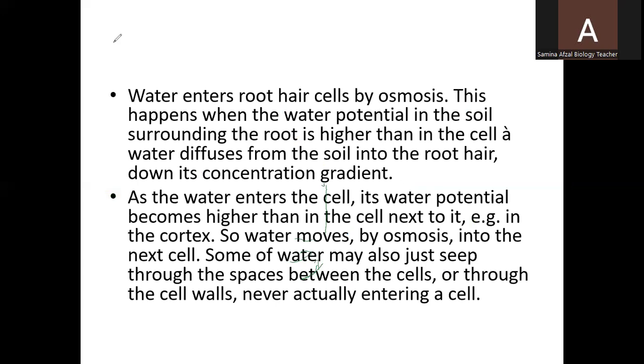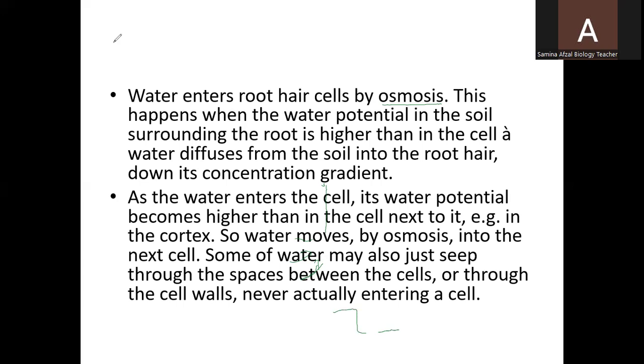When water is absorbed from the soil, the water enters root hair cells by the process of osmosis. Osmosis is a process in which the water molecules move from their higher water potential towards the lower water potential. The water potential is high in the soil, so the water molecules move from the soil into the root hair cell. This happens when the water potential in the soil surrounding the root is higher than in the cell. So water diffuses from the soil into the root hair down its concentration gradient.